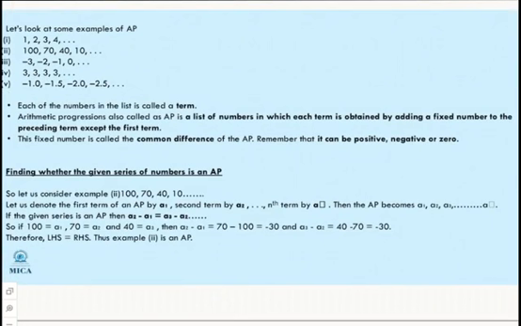So, let us look at some examples of AP. First example, 1, 2, 3, 4. Second example, 100, 70, 40 and 30. So here, as you can observe, there's something common in these numbers. Here, there is an increase in 1 and here there is decrease in 30.